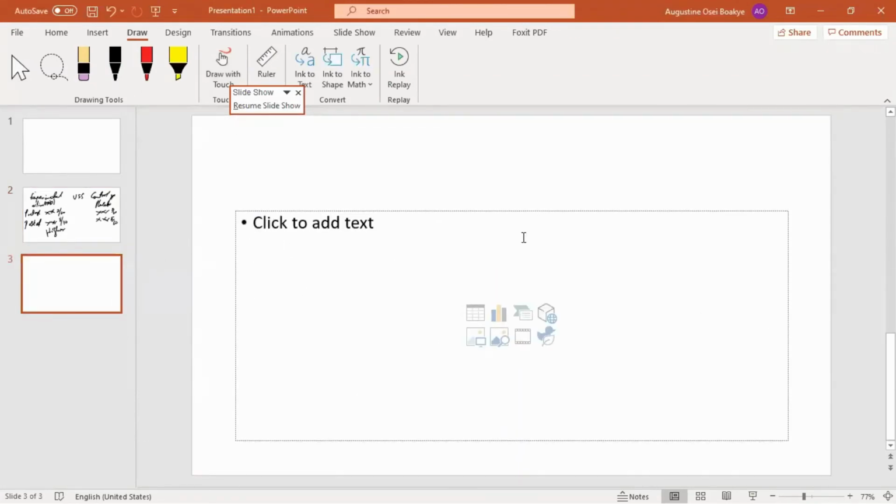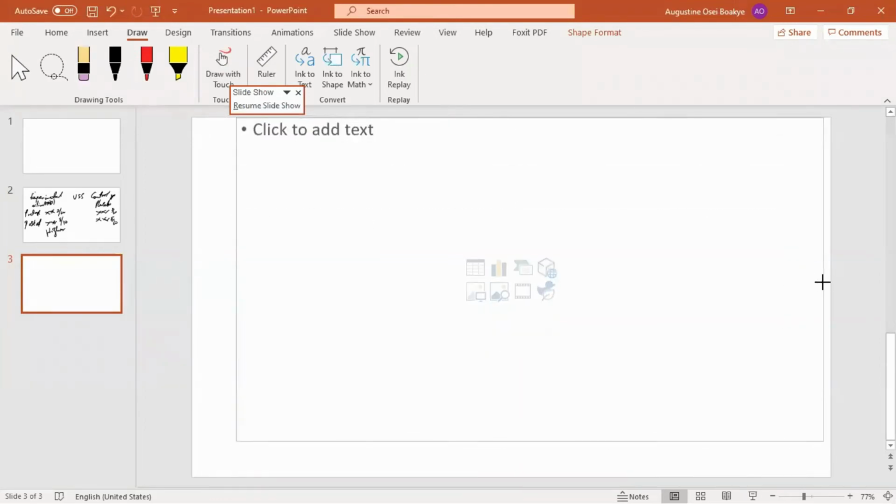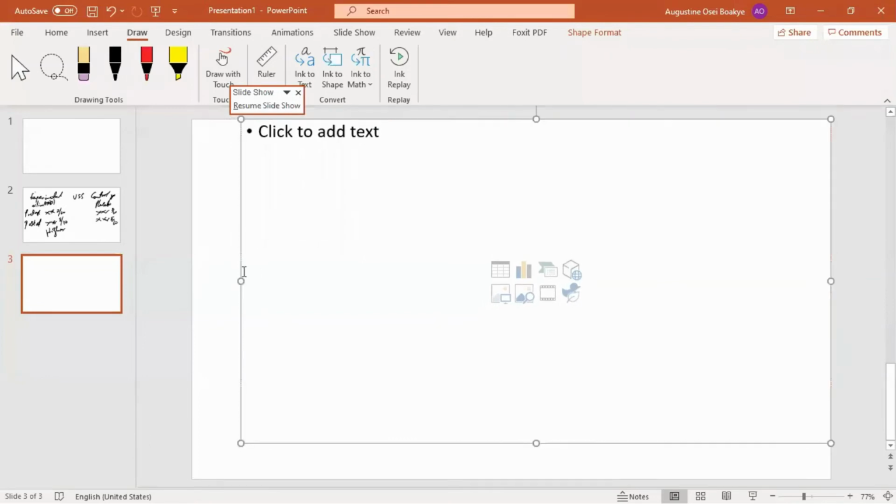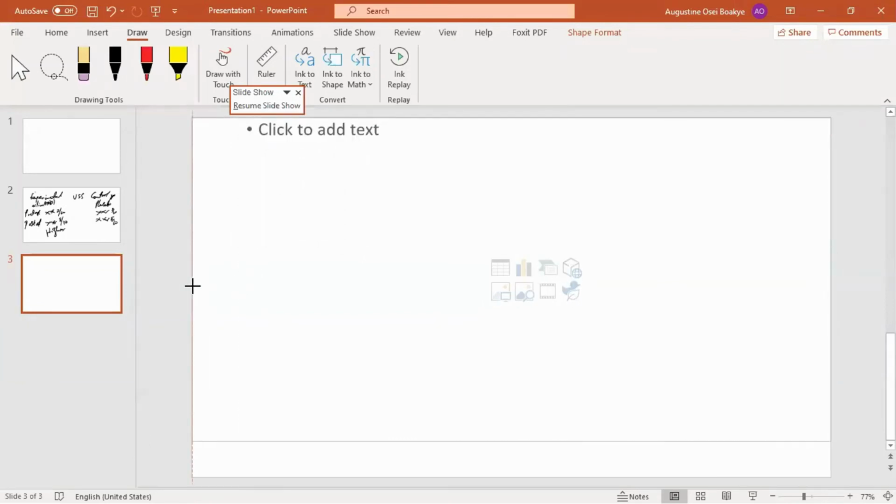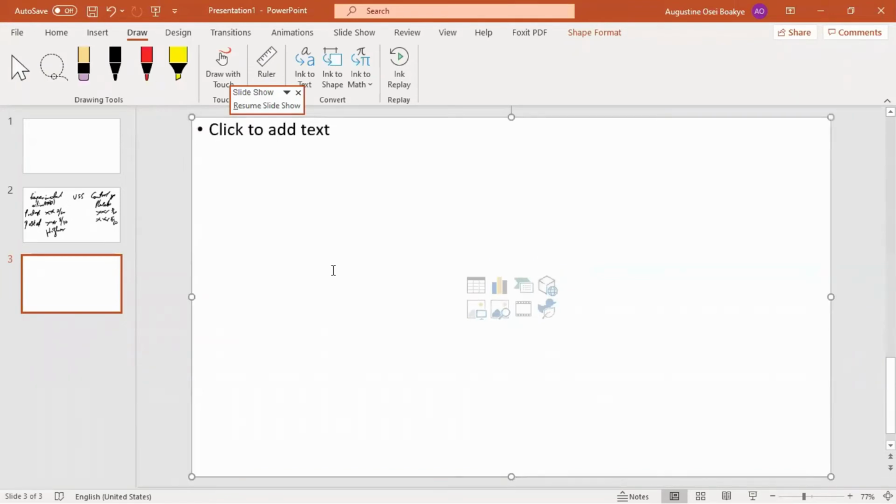Can you still see my screen? Yes, sir. And it's blank. Is it blank? Yeah, it's blank. Good.